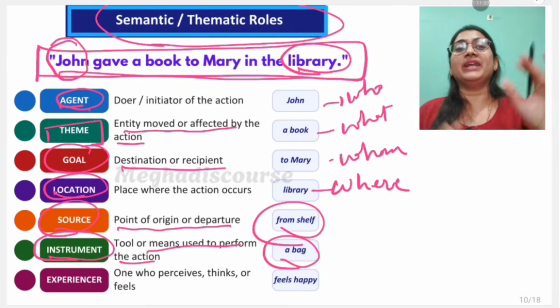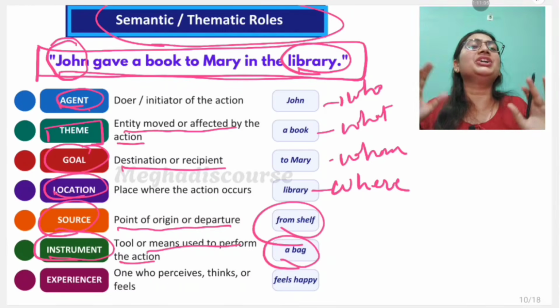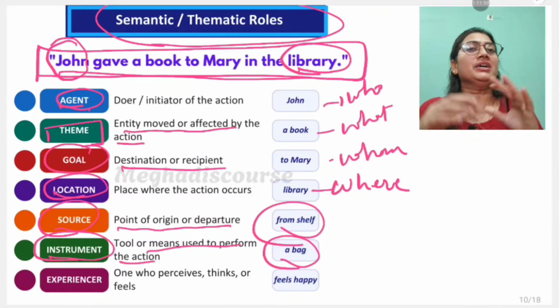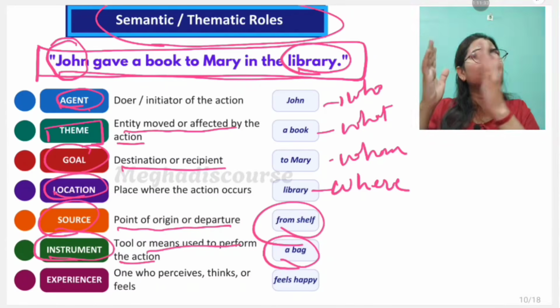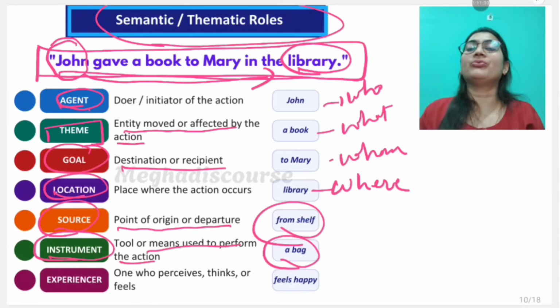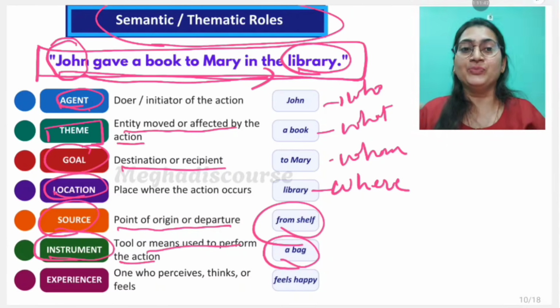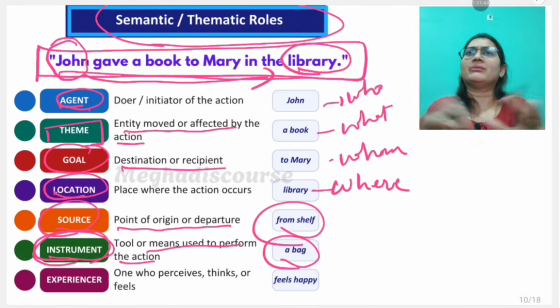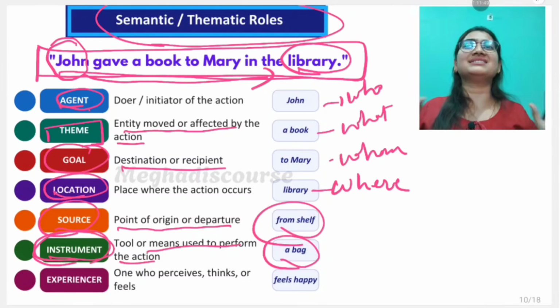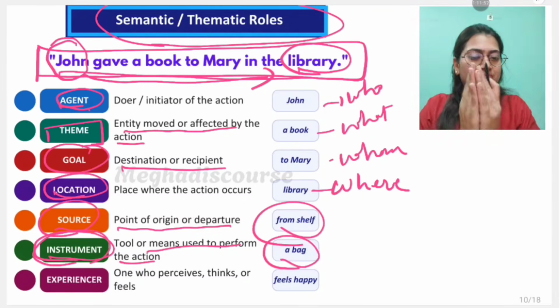Now there's a difference between agent and instrument. Agent is a doer, it is the subject. And instrument has no intention, but agent has intention. Like John has the intention of giving a book to Mary. But a bag has no intention to bring out this book or to give a book to Mary. Okay, the bag is just a neutral thing here.